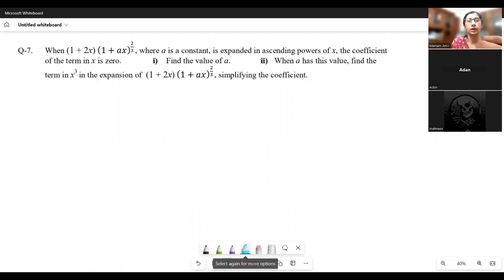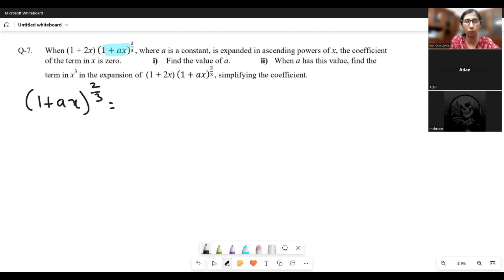So what we have to do is expand this. And there's a in it, so obviously it will be expanded in terms of a. Then we multiply it with 1 plus 2x, find the coefficient of x in terms of a, and equate it to 0, and that will hopefully give us the value of a. So let's start with expanding (1 plus ax) power 2 by 3.